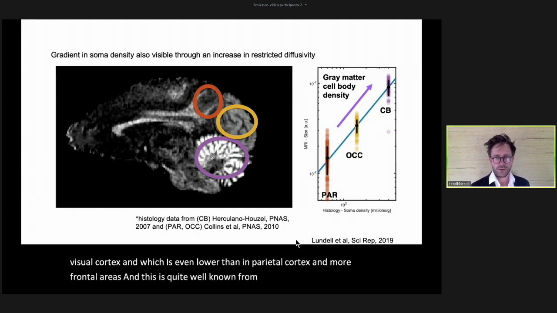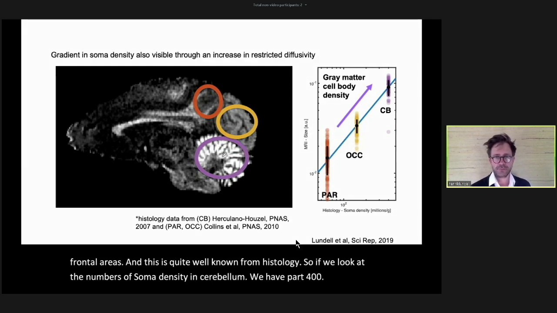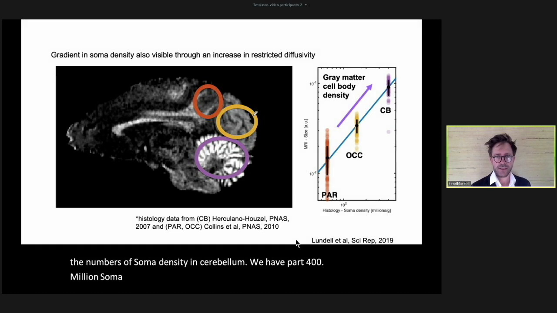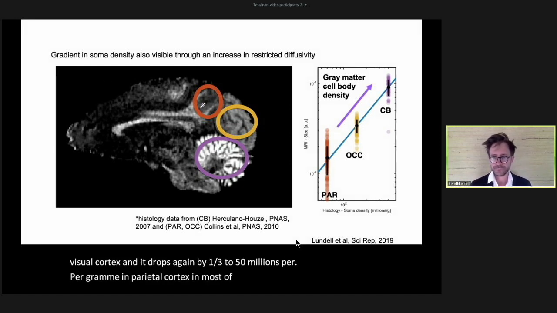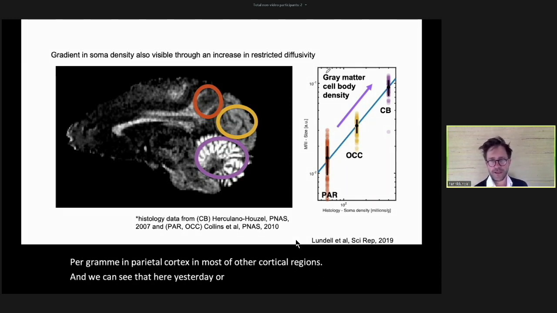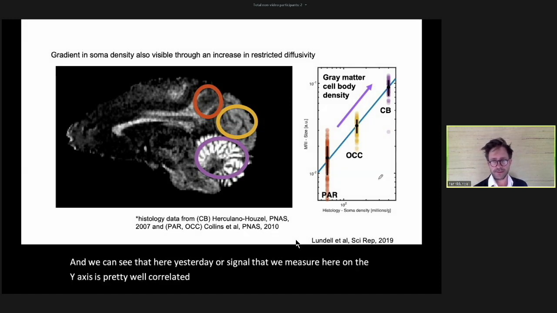If we look at the numbers of soma density, in cerebellum we have about 400 million somas per gram. This drops down to 150, so about a third, in the visual cortex, and it drops again by a third to 50 million per gram in parietal cortex and most other cortical regions. And we can see that just the raw signal that we measure here on the y-axis is pretty well correlated to this soma density.